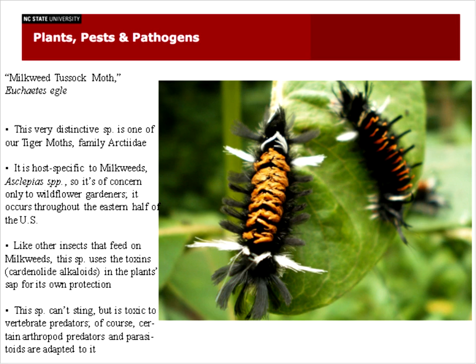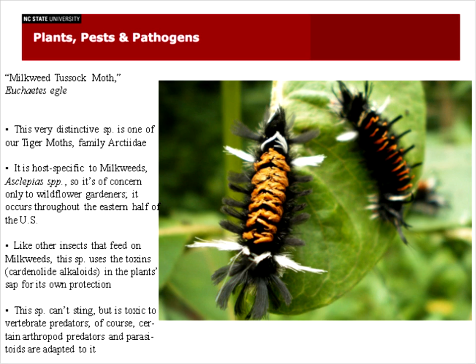From Canada to Florida. Like many other insects that feed on milkweeds, this insect uses the toxins in the milkweed sap, which are cardenolide alkaloids. I've also seen them referred to as cardiac glycosides that are in the plant sap. And the whole subject of how various kinds of insects utilize the toxins and alkaloids in plant sap for their own personal protection could be another whole subject discussion in itself.